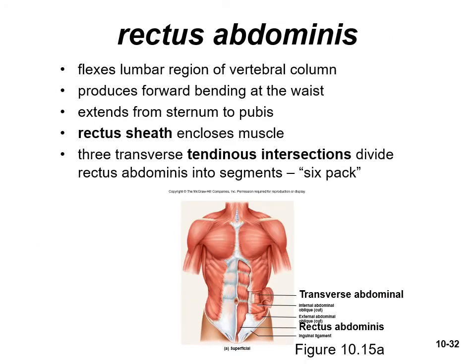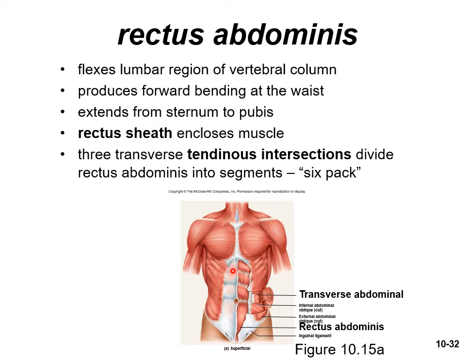The last abdominal muscle is the rectus abdominis. It flexes the lumbar region of the vertebral column. It's what you use when you are doing a sit-up or a crunch. And it is going to be your six-pack ab muscle. It extends from the sternum all the way to the pubis bone. And you have what's called a rectus sheath, which in all of these figures is this white structure here. It encloses the muscle. It is an aponeurosis, technically, which makes it a sheet-like tendon.